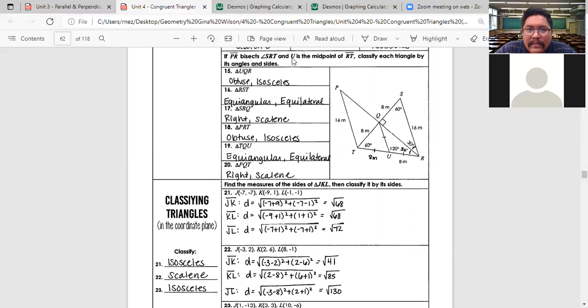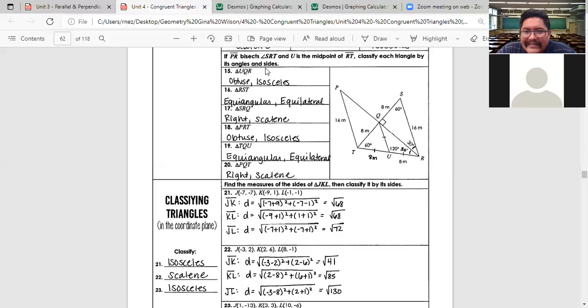statement here. So U is the midpoint of RT. So this point is the midpoint of R and T. Remember, midpoint means that if this is 8 meters, the other side would also be 8 meters. So we can fill that in, put a little line there and point out that it is also 8 meters, because again, that's the definition of a midpoint.